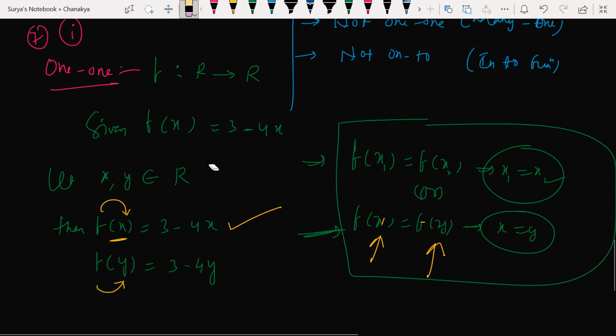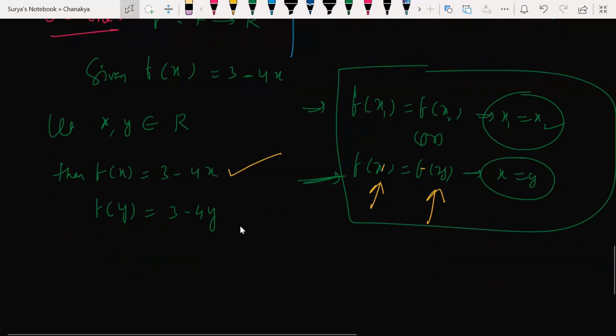Clear? f of x and f of y. Now if we take this case and prove x is equal to y, correct? Let's check that. Now you write like this: f of x is equal to f of y. Why are we doing this? Yes, that is my definition, beta. So that is what I'm equating. Okay, so f of x is what? 3 minus 4x. f of y is what? 3 minus 4y.